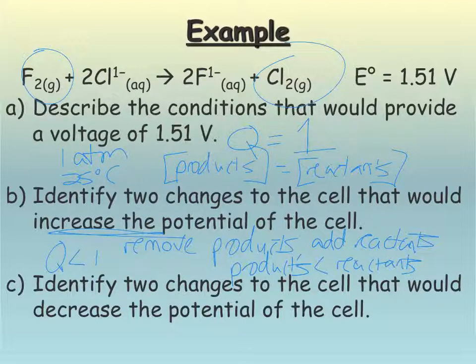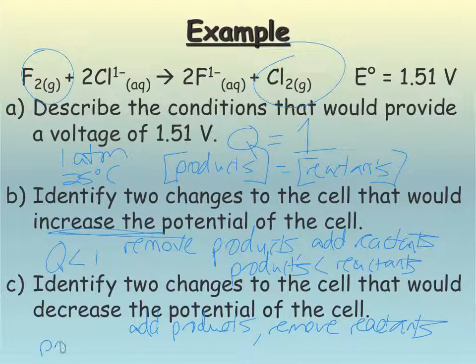So make sure my Q is less than 1, and it will increase my potential for my cell. All right, now to do the opposite, I would want to add products or remove reactants to shift it back the other way. So I definitely need to have more products than reactants to decrease my cell potential, to get my Q to be greater than 1.